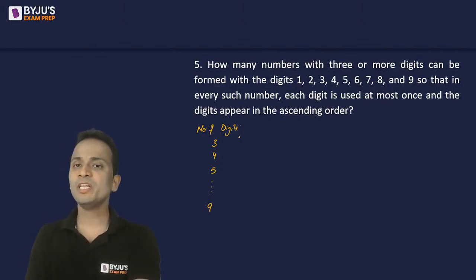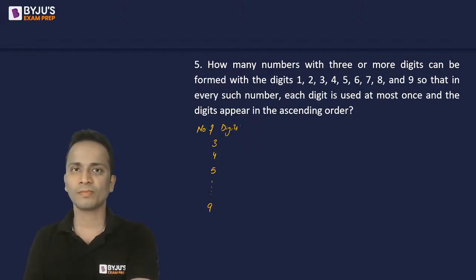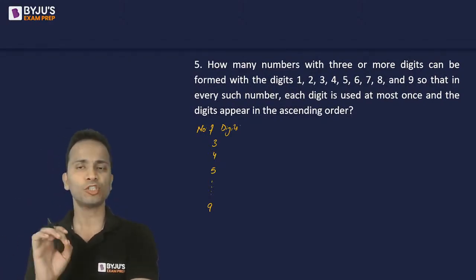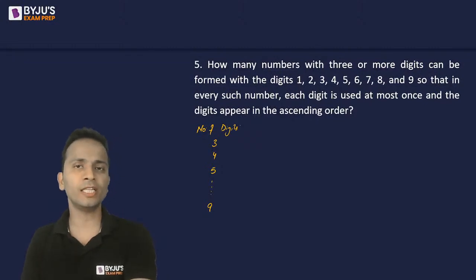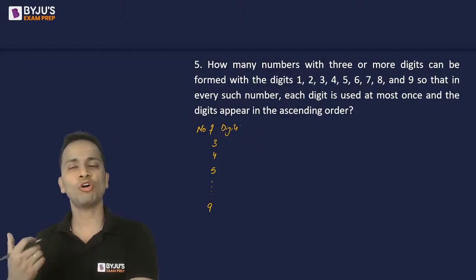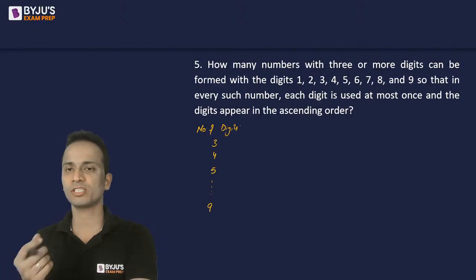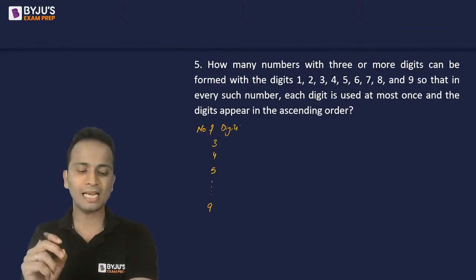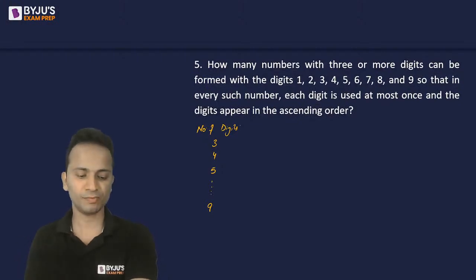Okay. Now, how many numbers with 3 or more digits? We are given 9 digits. Repetition is not allowed. And the number that you have to form can be a 3-digit number or it can have more digits. So first of all, the number of digits that I can use in this number can be 3 or 4 or 5 or 6 or 7 up till 9. Repetition is not allowed, so maximum it can be a 9-digit number.